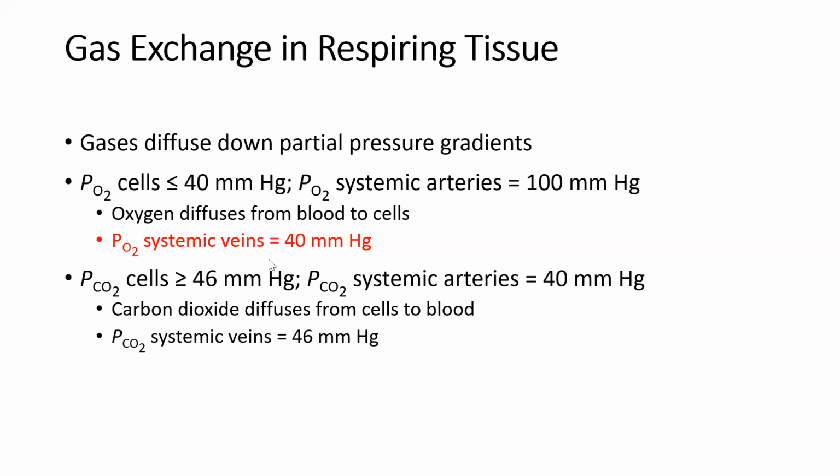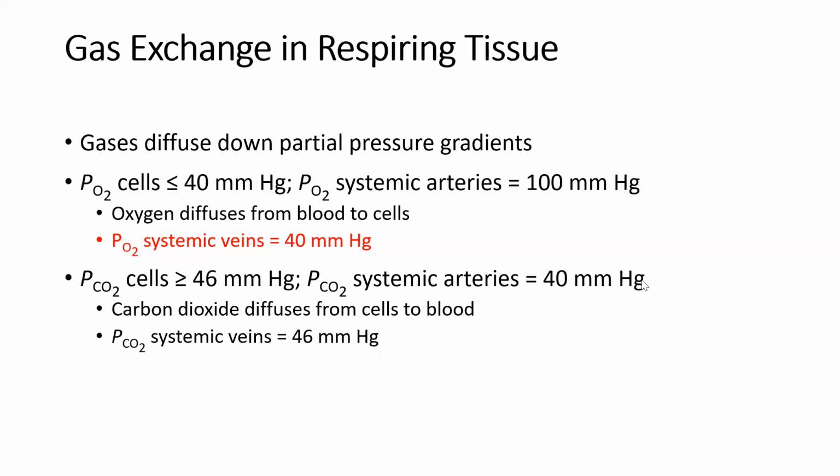And then when we get back to our systemic veins, all of that oxygen has been offloaded. And so we see our lowest recorded partial pressure of oxygen, which is 40 millimeters of mercury. The same idea, but in the opposite direction, is true for CO2 as well. CO2 is usually greater than or at 46 millimeters of mercury at the level of our cells and tissues. And then it goes all the way down to 40 millimeters of mercury in our systemic arteries, okay?